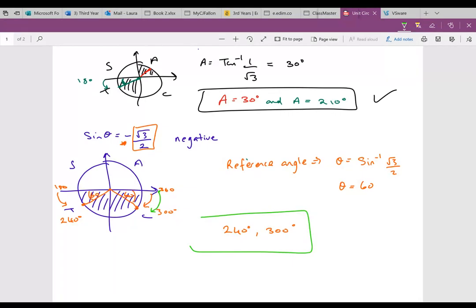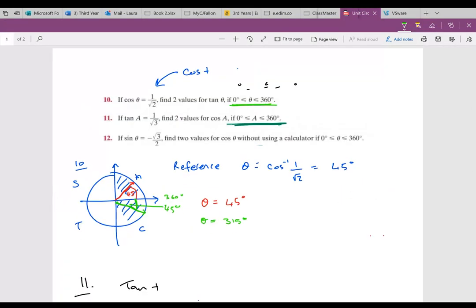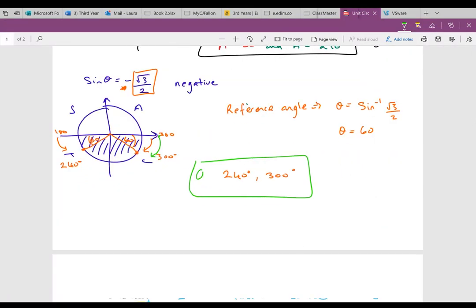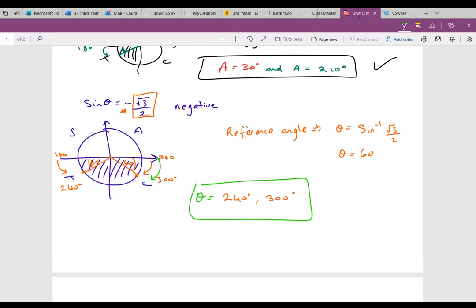So what is this? Sine theta, theta in this case, is equal to 240 and 300, and it is because sine is negative in the third and the fourth quadrants.